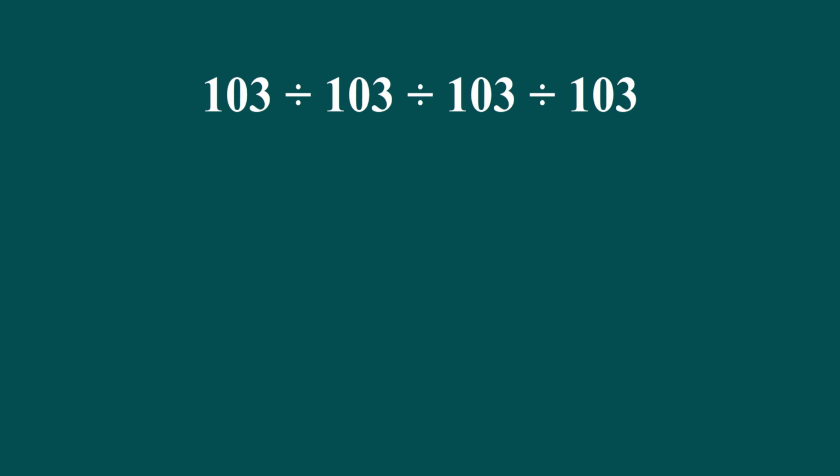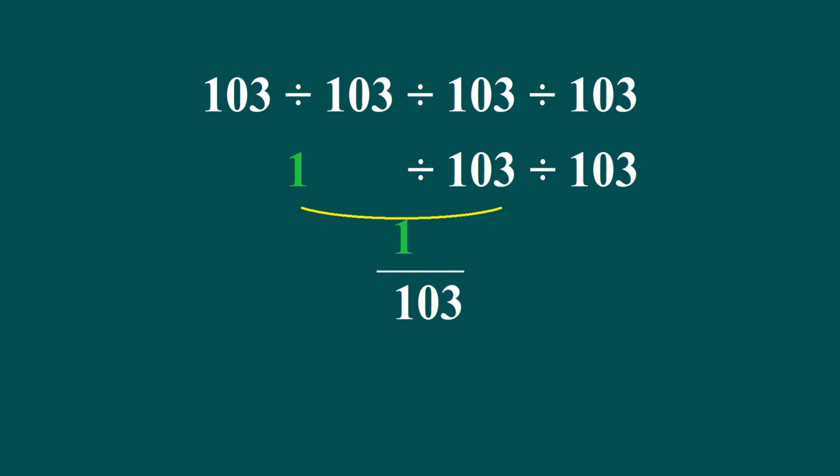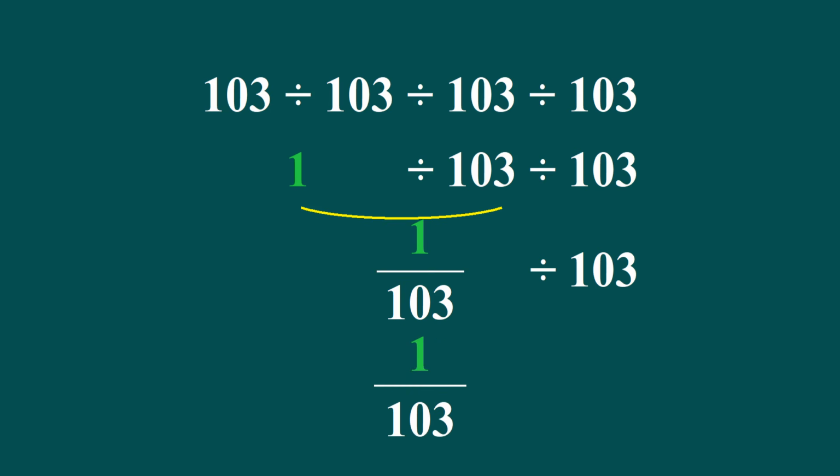So we have first this division, 103 divided by 103 equals 1. So we have 1 divided by 103 divided by 103, and we can write this part as 1 over 103 divided by 103. So we must keep the first fraction 1 over 103 and change division to multiplication.